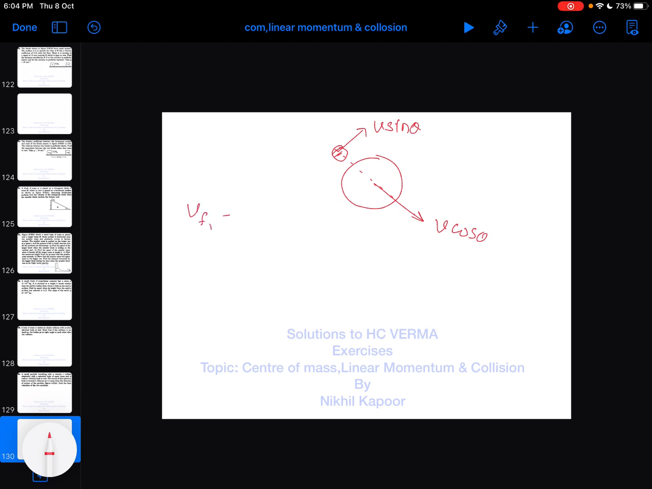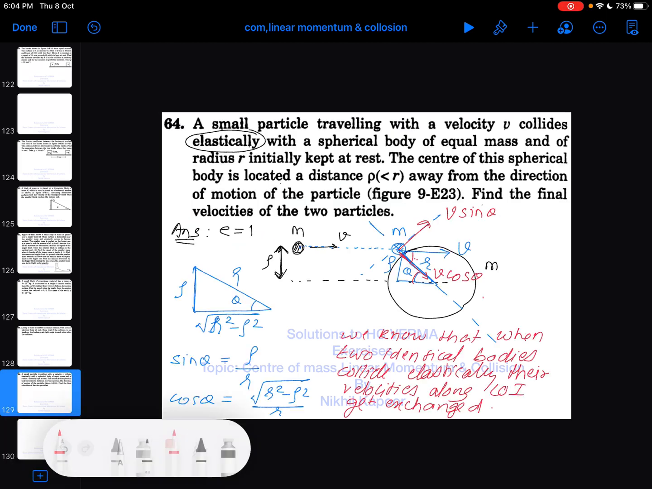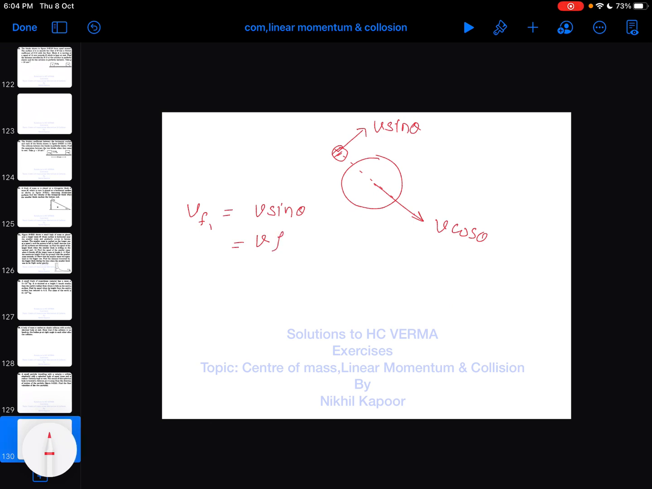So here the final velocity of body 1 is v sin theta, and what is sin theta? We can put the value of sin theta as rho by r from here, so it will be v rho by r. The final velocity of body 2 will be v cos theta, so it will be v into cos theta, where cos theta is equal to under root r square minus rho square upon r. So these are the velocities acquired.